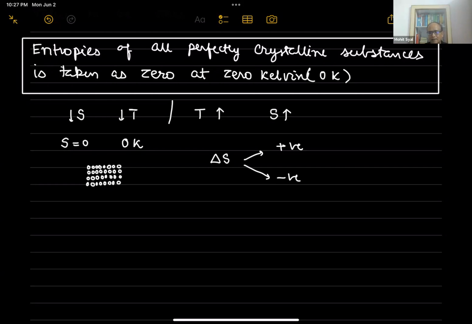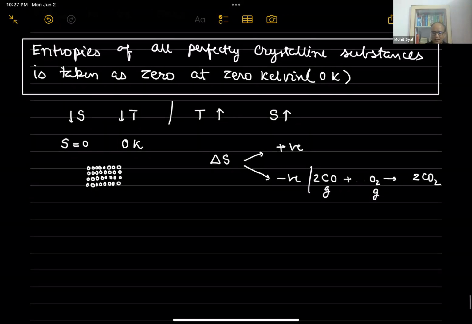For example, if you are having carbon monoxide and oxygen gas, 2 moles of carbon monoxide and 1 mole of oxygen reacting to form 2 moles of CO2. What is the change in entropy? Sign of change in entropy, positive or negative? This is gas, this is gas.